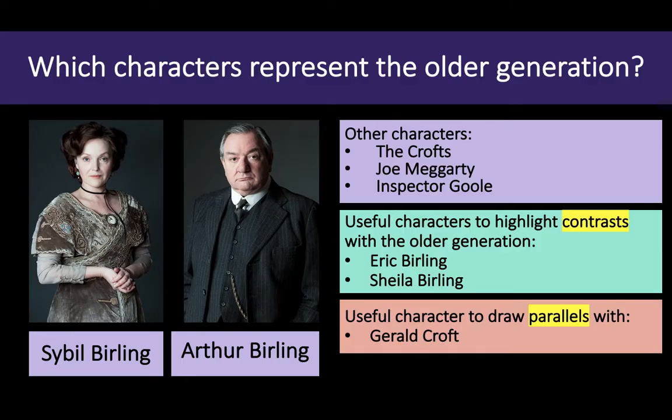So the two main characters are Mr. and Mrs. Birling. There are other characters that you could explore. I haven't in this video, but of course there's always a different way to answer the question. So you could have looked at the Crofts, Gerald's parents, who aren't present on stage, but they are referred to, so they are characters. Same for Eva Smith and the Inspector as well. Useful characters to highlight contrast with the older generation would be Eric Birling and Sheila Birling.